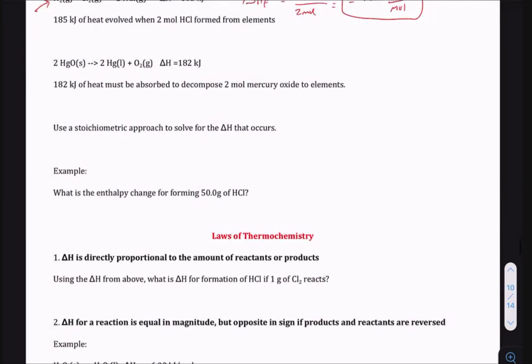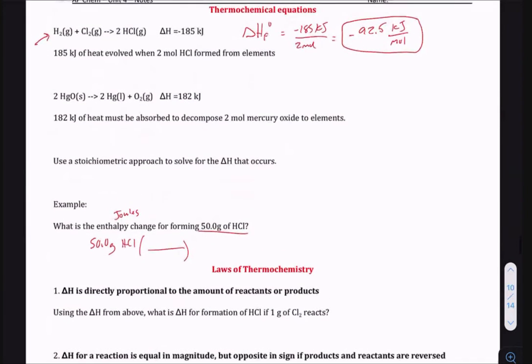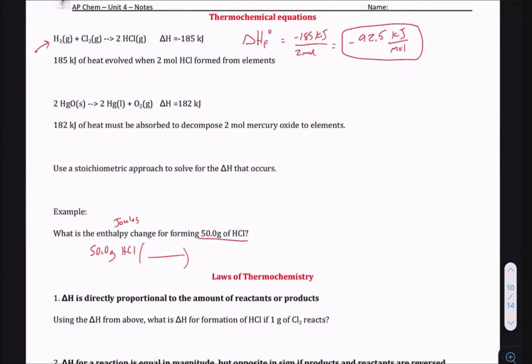Okay, so what is the enthalpy change if we form 50 grams of HCl? What is the enthalpy change? In other words, they're asking for how much heat, how much energy, right? How many joules? So, 50 grams of HCl. Grams will not help you here because all of your terms involve moles. So the molar mass of HCl, 36.46.